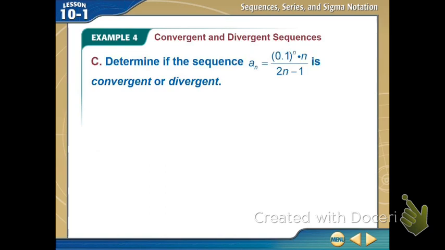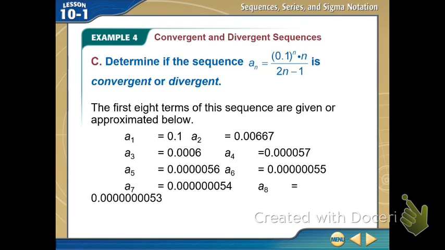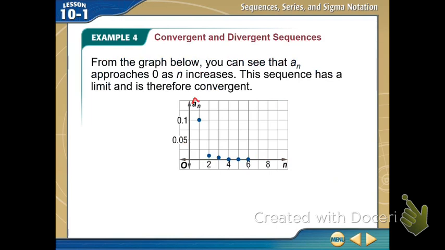All right, how about this one? Determine if the sequence is convergent or divergent. Again, we're going to find the first 8 terms. And what do we notice? It looks like these values are getting closer and closer to 0, which means the limit of this as x goes to infinity is 0. If I graph this, that's exactly what I see. The limit as x approaches infinity appears to be 0, and therefore this sequence is convergent.